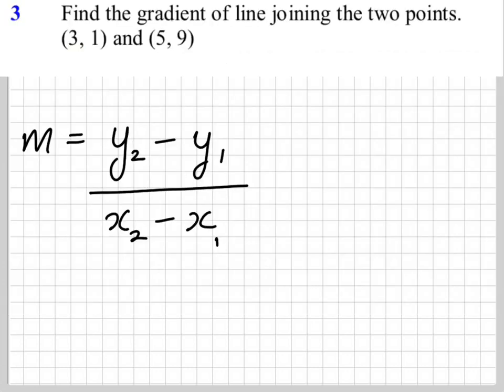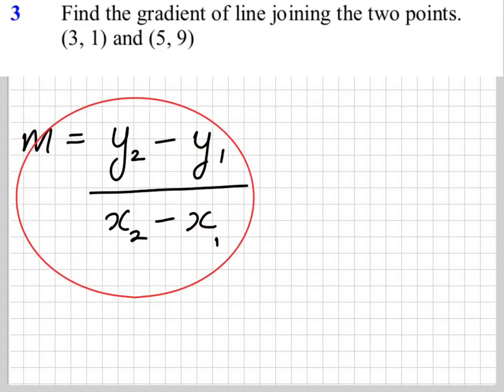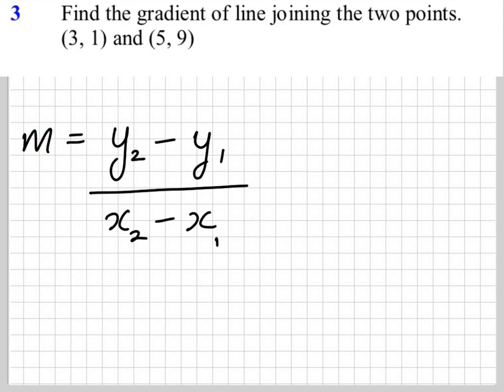So move on to question 3. I already put in the formula, so we need to find out the gradient. This is another formula to find the gradient. It is commonly used if you know the coordinates of the two points, and then we can substitute these two values to find our gradient. Before I can apply this formula, I need to know what x1, y1, x2, y2 are. So I'm going to make this the first point and this the second point.